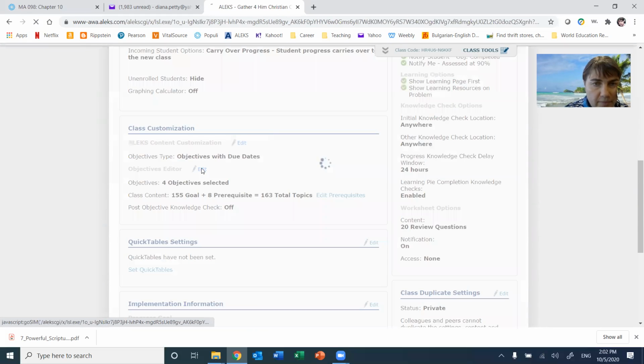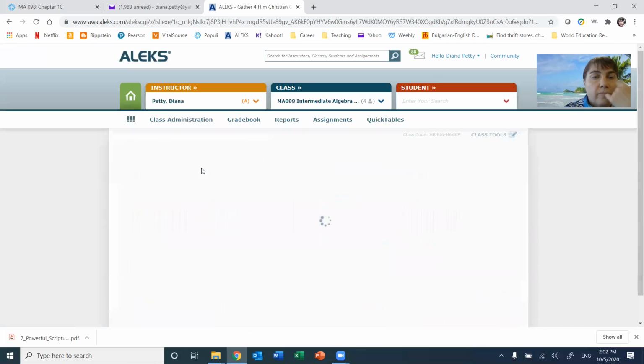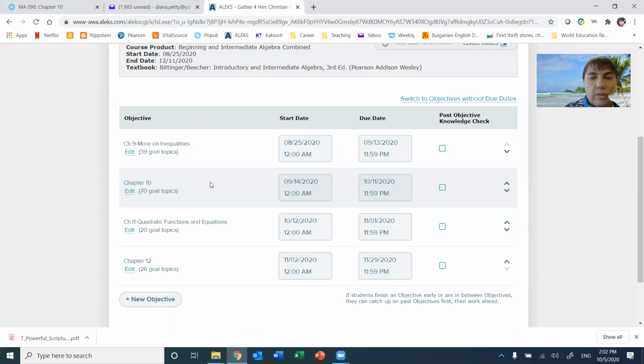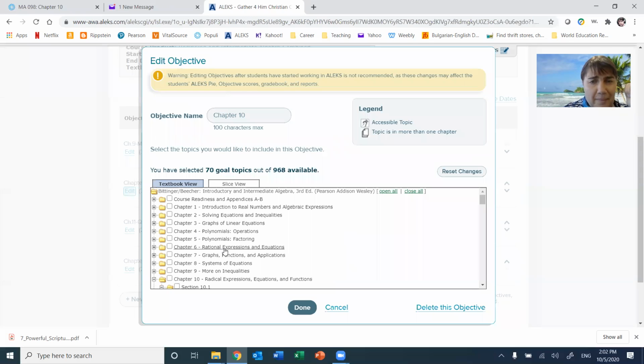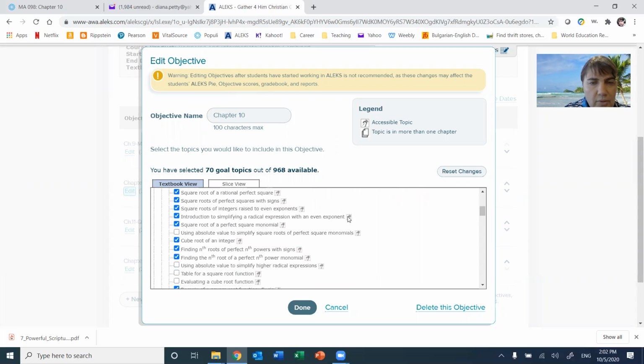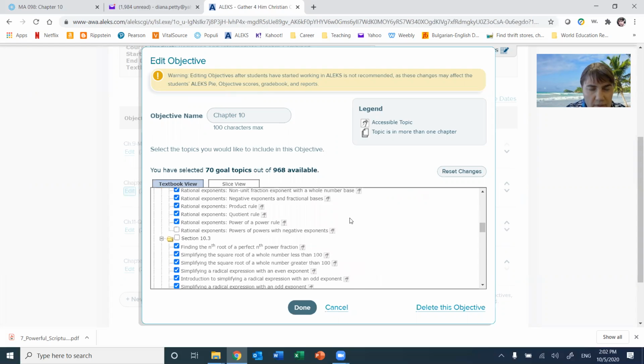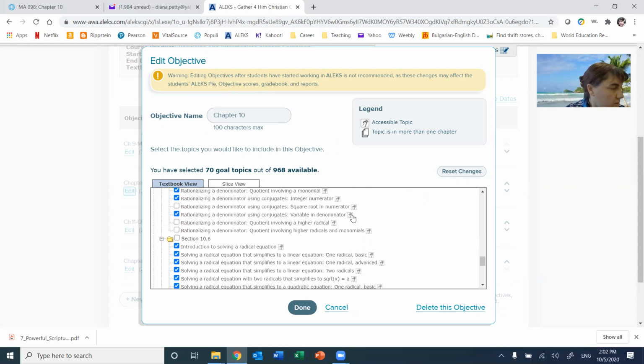It's good stuff. It's a lot of work. Okay, Chapter 10. Ooh, 70 topics. But we had more time. All right, for this one, where are the radicals? 10, but it's not 10. Oh, here it is, 10. Okay, square root. Where are the solutions? Oh, 10 point 6. Look how nice when we have the book.